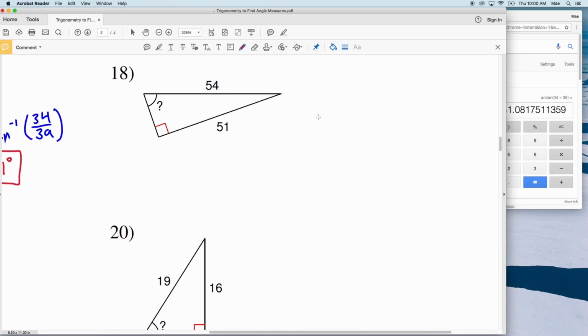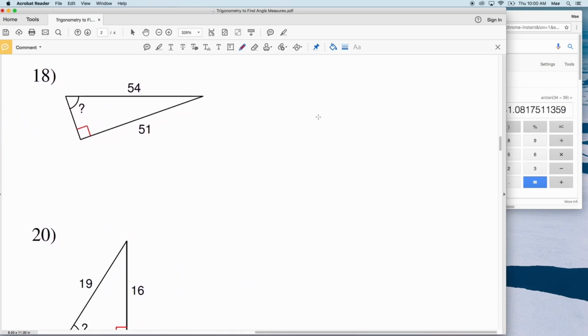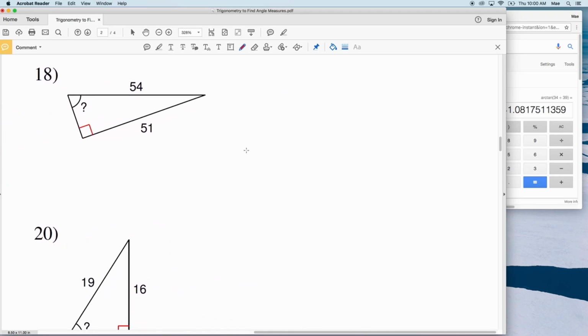And on to the last problem in this video, number 18. And in the next video, remember, I'll go ahead and finish out this worksheet. Let's go ahead and call this angle X. We're solving for the measure in degrees of that angle X. We're given what's opposite X, which is 51. That's the opposite, and we're also given the hypotenuse, because remember, the hypotenuse is always directly across or directly opposite that right angle.